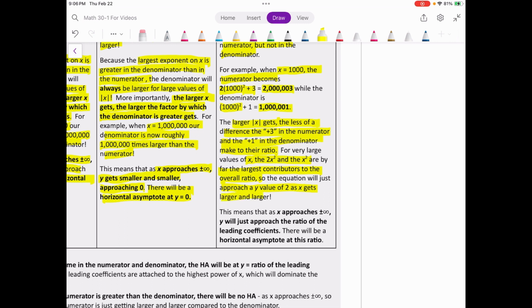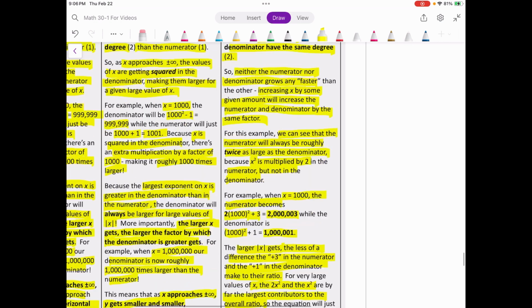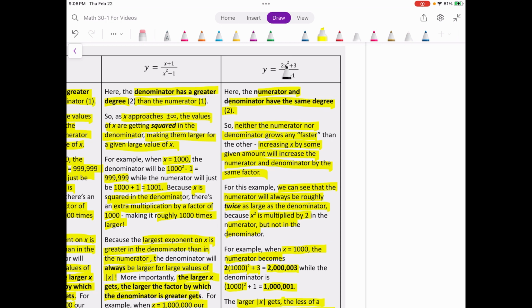Meaning that as x approaches plus or minus infinity, when we have an equal degree in the numerator to the denominator, y is actually just going to approach the ratio of the leading coefficients. And there's going to be a horizontal asymptote at this ratio. So again, it's just about, all right, same degree. So they're both kind of getting bigger by the same factor, except for the fact that this gets multiplied by 2 while this gets multiplied by 1. So the ratio of those is 2, right?